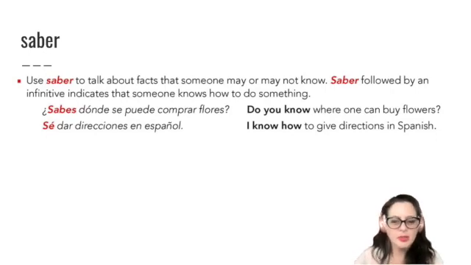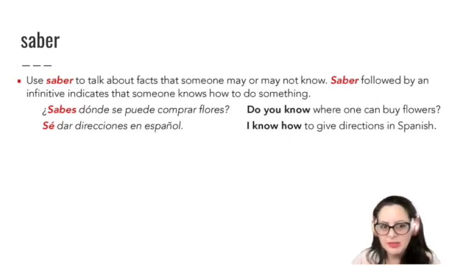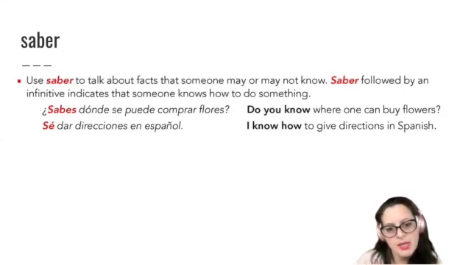Okay, so when you read that, it's a little bit, what does it really mean, right? It's not so clear. But it tells you that it's talking about someone may or may not know, and it tells you something that is going to help you. It says that it's going to be followed by the infinitive, and we already talked about the infinitive. It's the original form of the verb.